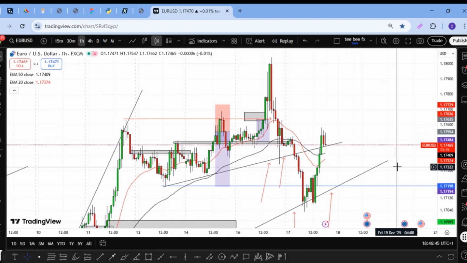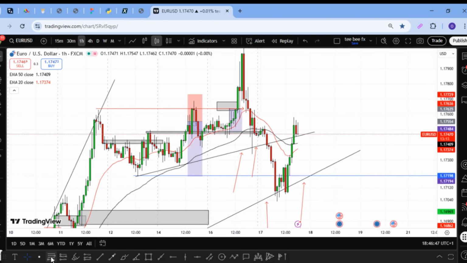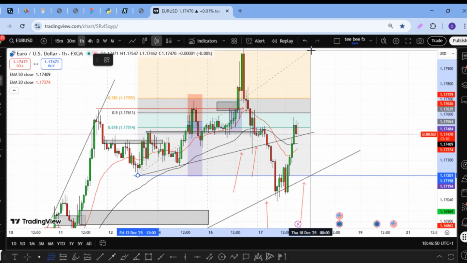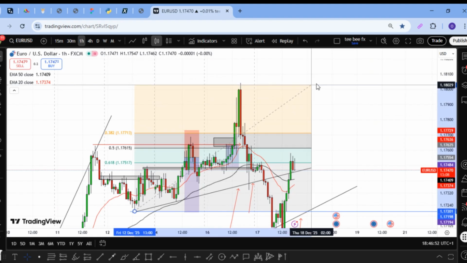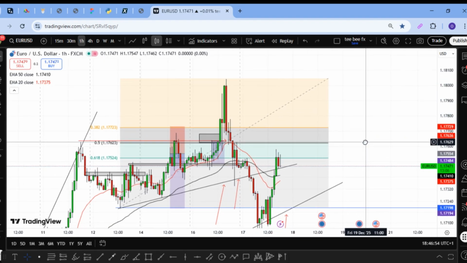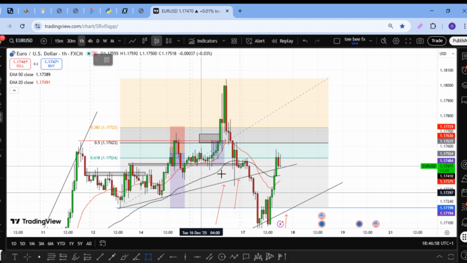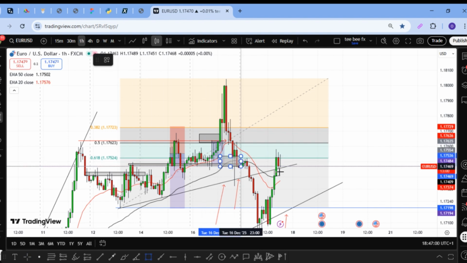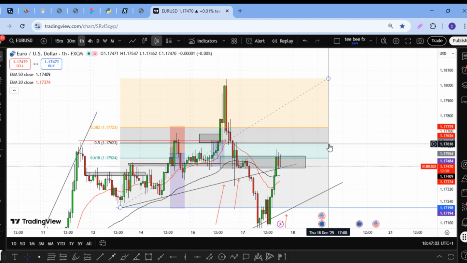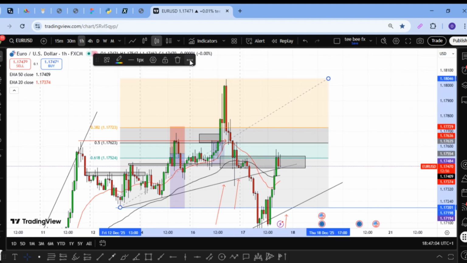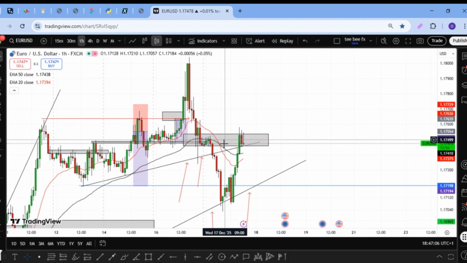And if I plot my Fibonacci levels from this low to this high, you can see that price came back to the golden ratio at 0.618, which is at this level. So I was really expecting price to reverse from this area to the upside. That was why I bought in the morning when price came back to the trend line.